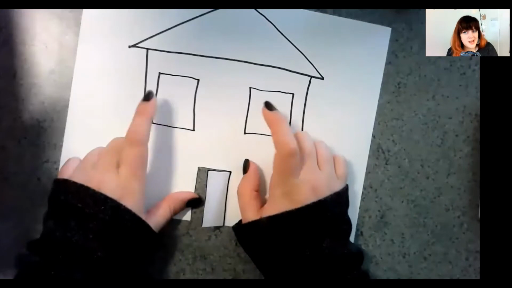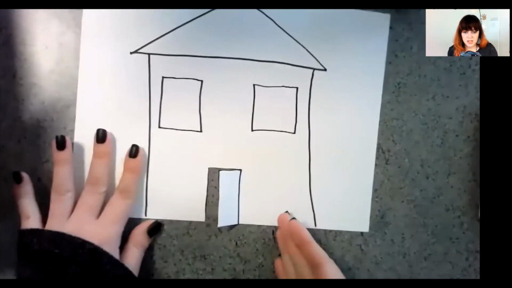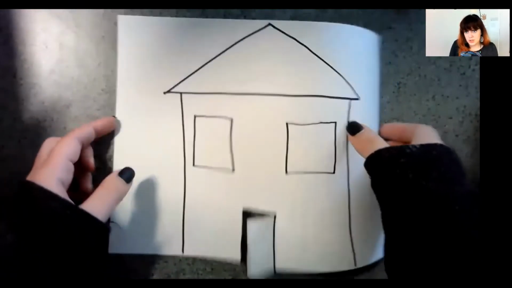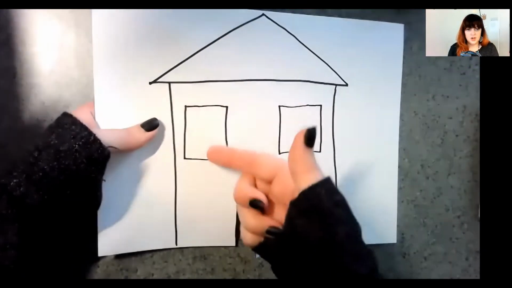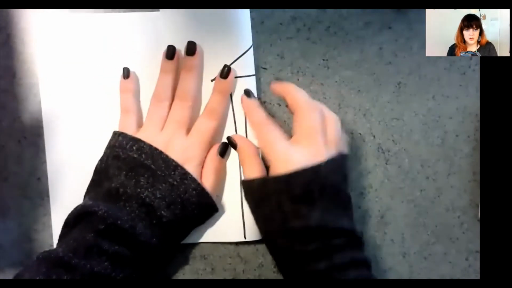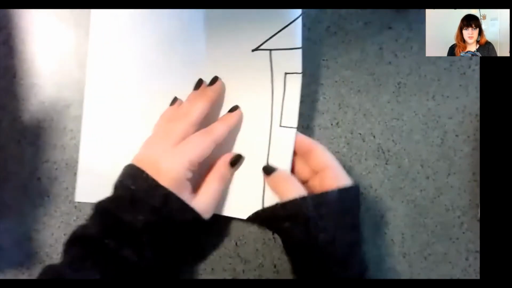Now to do the windows, it's a little bit trickier because they're in the middle of our paper and we don't want to cut a big line going through the middle of our house. So here's what you do. Take your paper, start with one window, and you're going to fold your paper right in the middle of your window. So now my window is cut in half by the fold. There's a little bit of window on both sides.